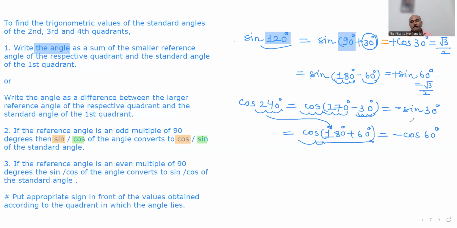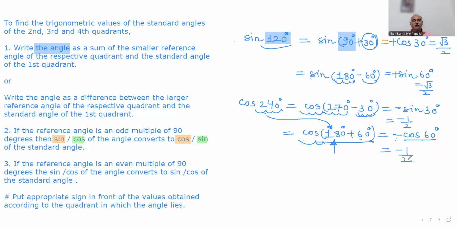This is an even multiple, so cos of any even multiple will remain cos of the standard angle. But since this angle 240 lies in the third quadrant, put a negative sign in front of it. This is minus 1 by 2. I hope all of you understood this. Yes or no?